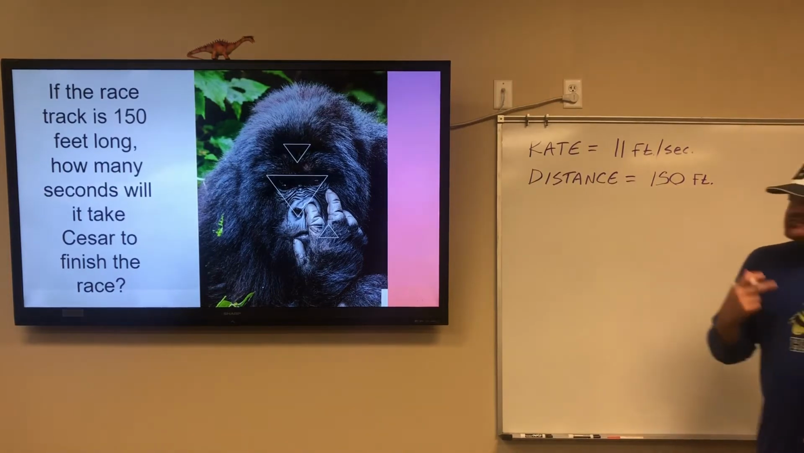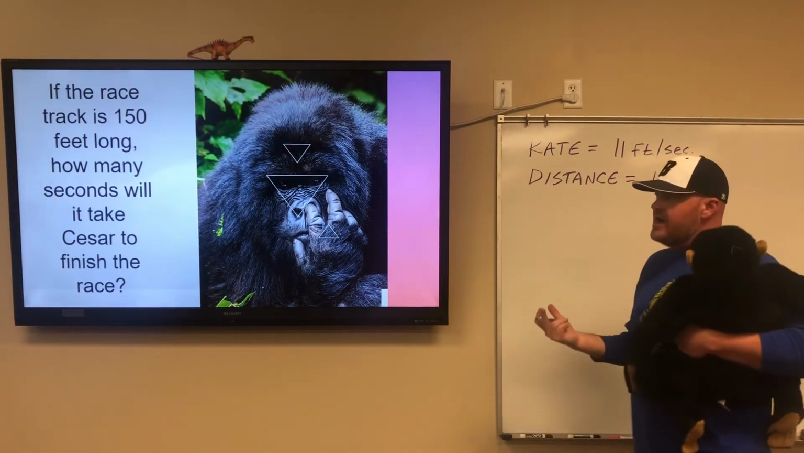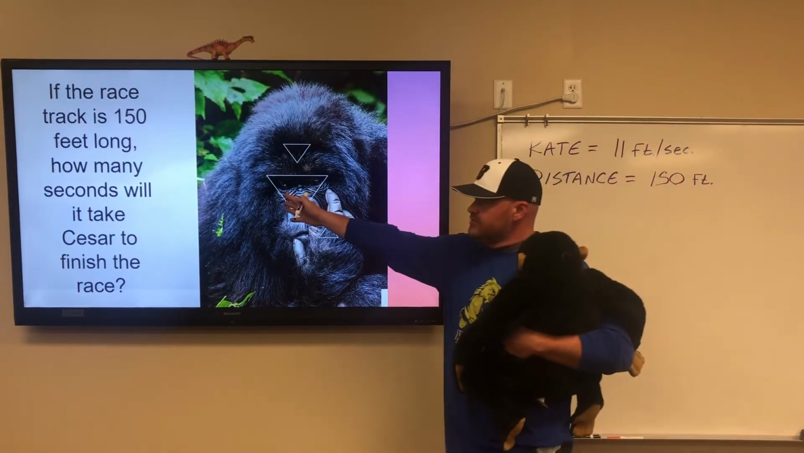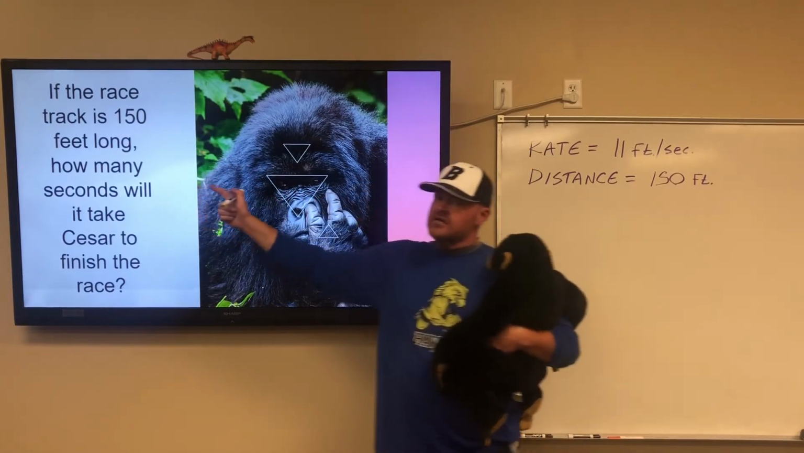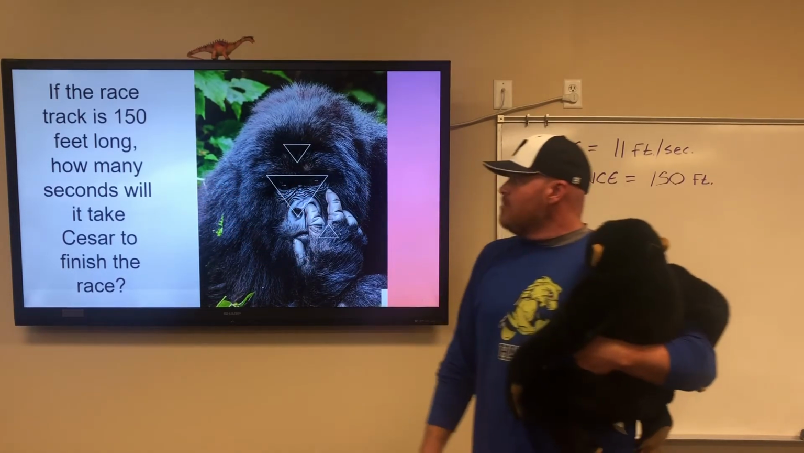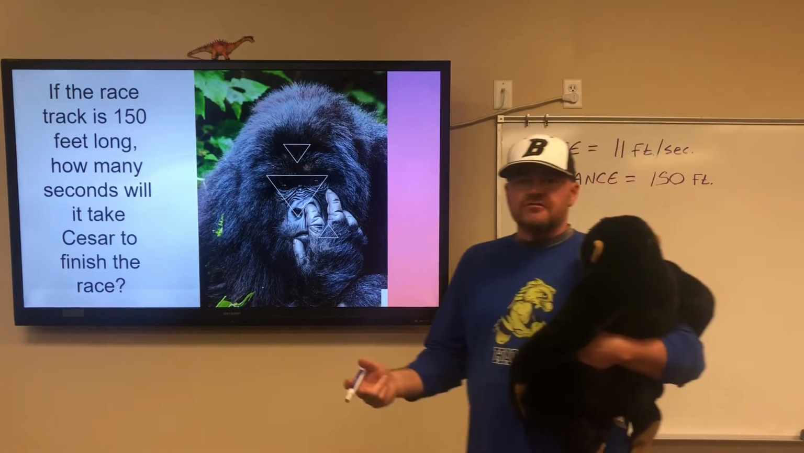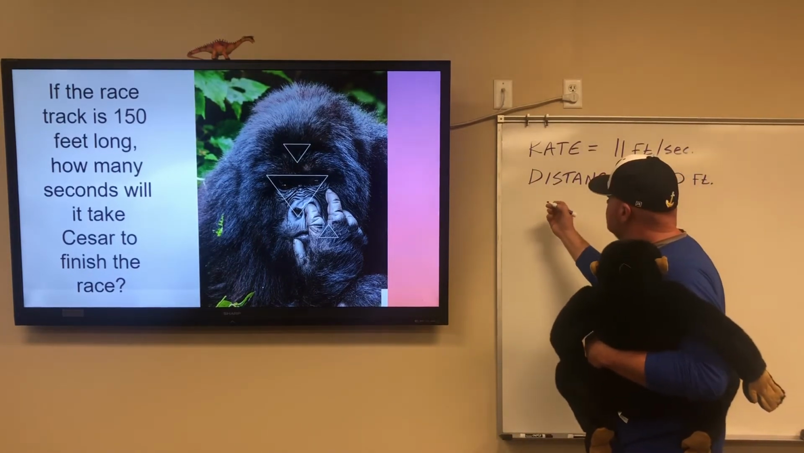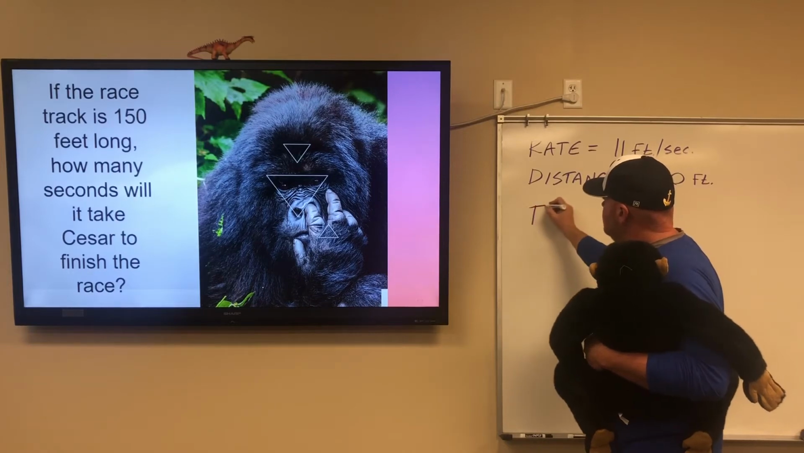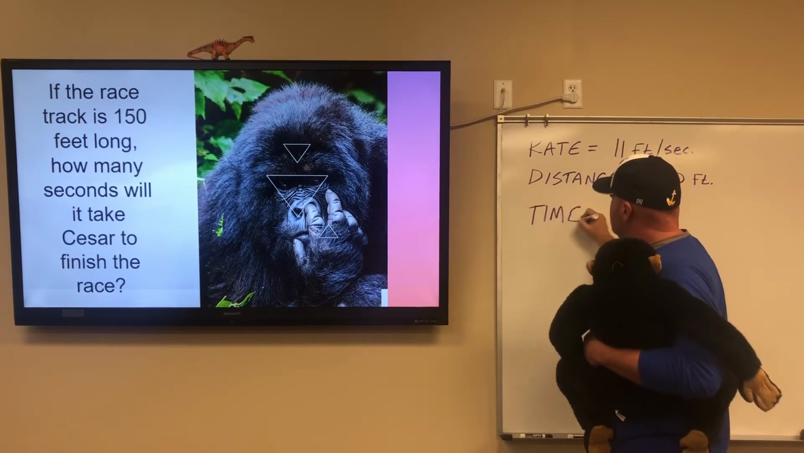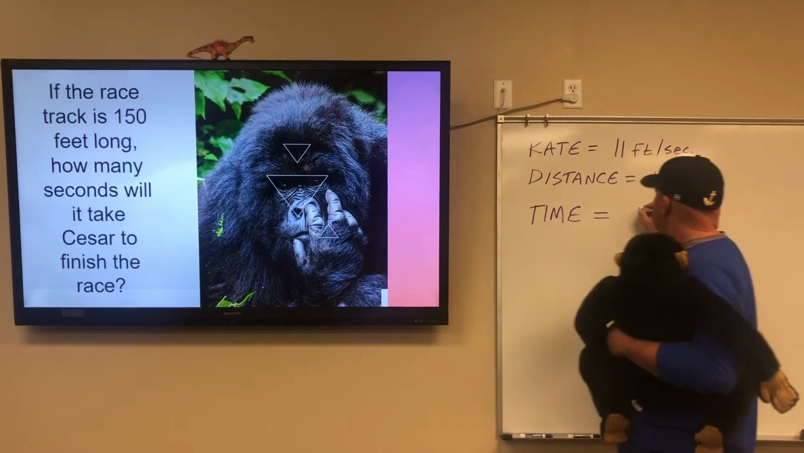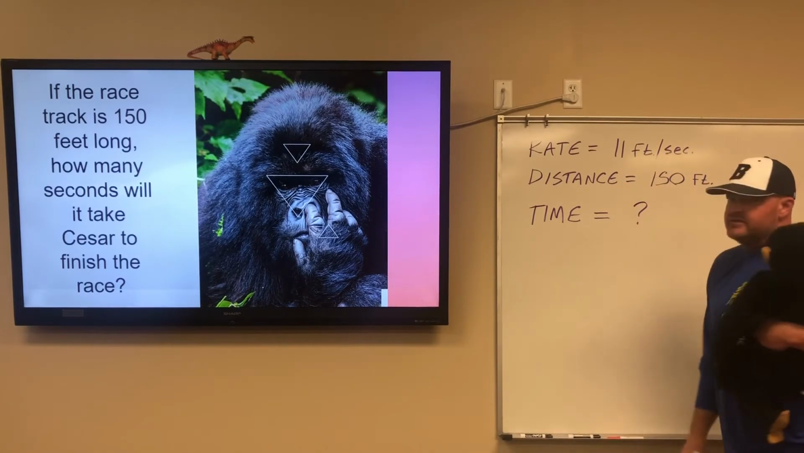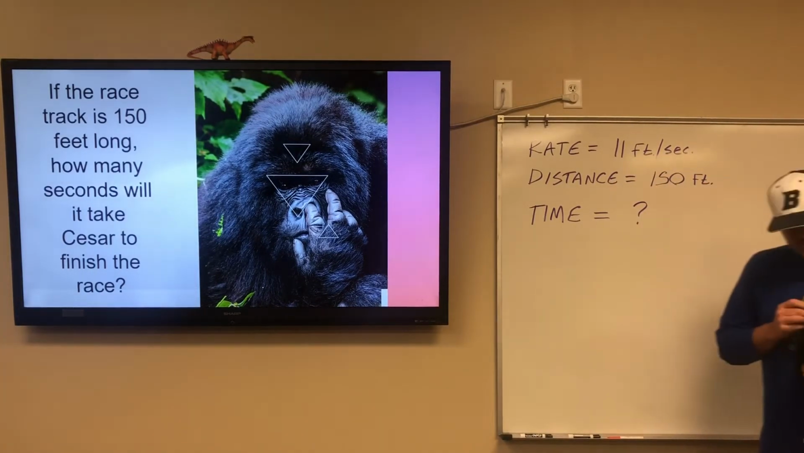All right, so now I just need one more element, and that's the time, right? So that's the question here that we're trying to solve. It says if the racetrack is 150 feet long, how many seconds will it take Caesar to finish the race? Okay, so that's time, right? Seconds. So if I write time right here, and I don't know what that is, right? That's what I'm trying to solve for.